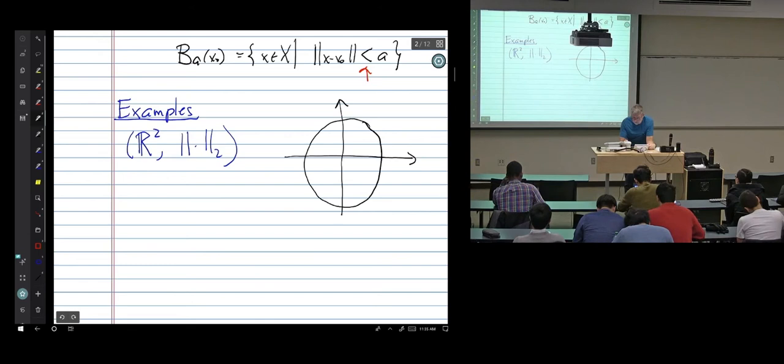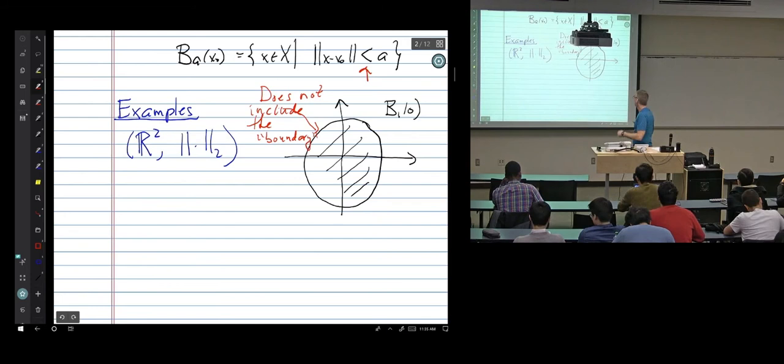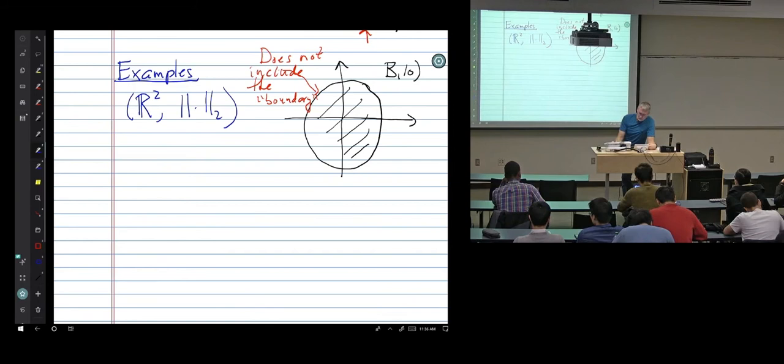Okay, and it does not include the boundary. So it's everything inside. So the distance has to be strictly less than one. So that's radius one. Everybody, no surprises there, right? It's a circle. The surprise is how bad my circle is. No, we're not surprised by that anymore either.